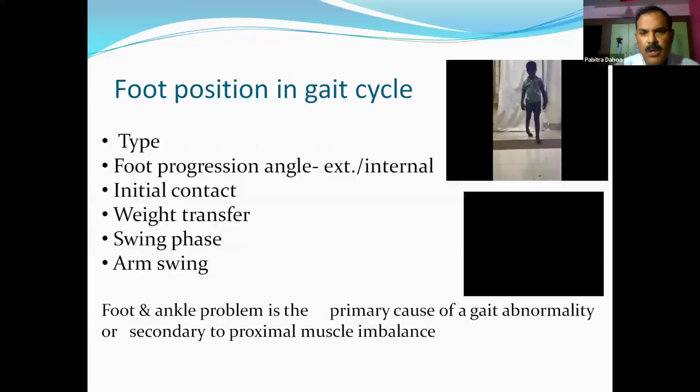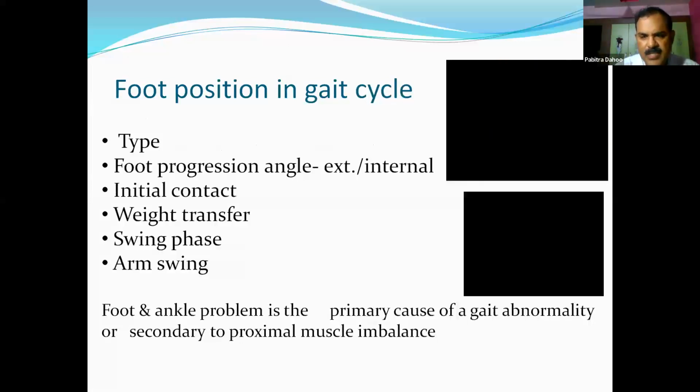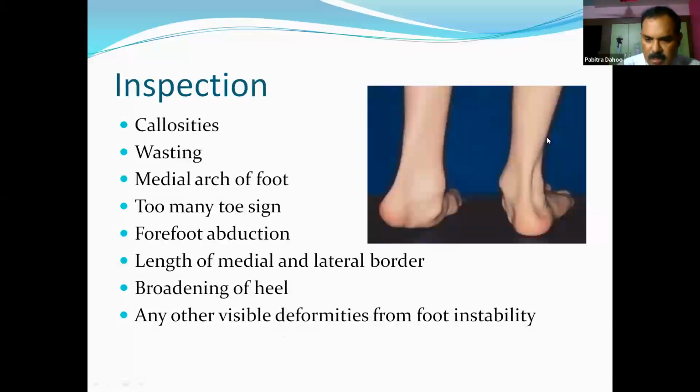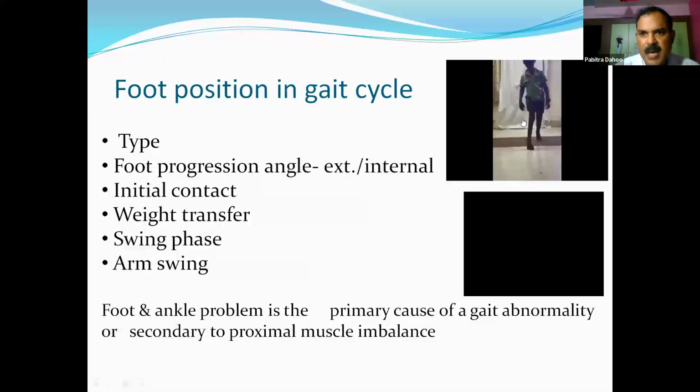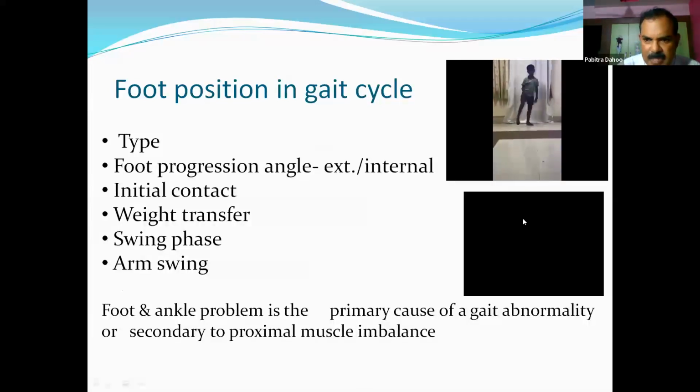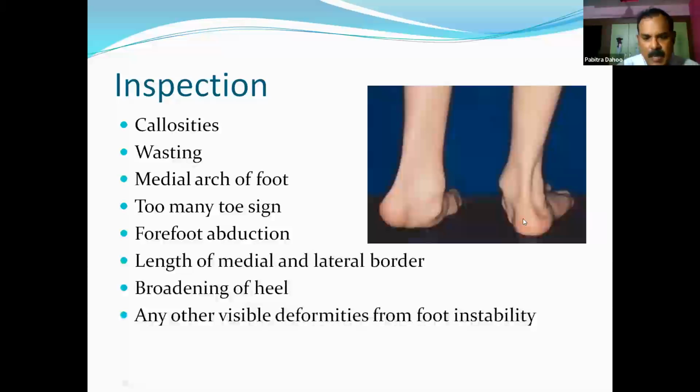Now, coming to the gait part, as I said, one must see the gait of the child, how he's walking. Look to this side. This child is having a hemiplegic type of gait with equinovarus gait. So you have to see and examine what type of gait the child is having.